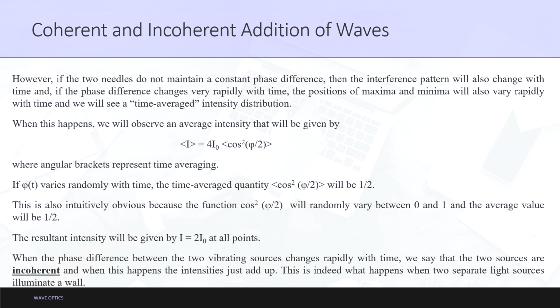However, if the two needles do not maintain a constant phase difference, what is the definition of those sources? This is known as incoherent sources. Then the interference pattern will also change with time, quite evident. For coherent it will not change with time, and for incoherent it will change with time. If the phase difference changes very rapidly with time, the positions of maxima and minima will also vary rapidly with time. So please look over here carefully.